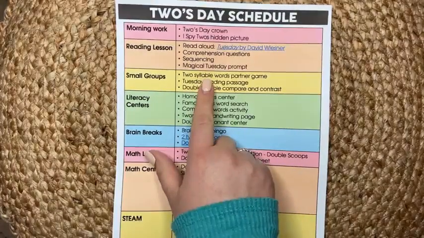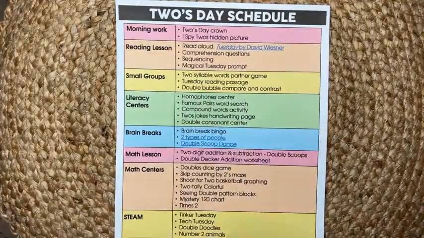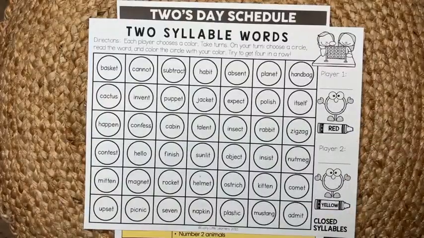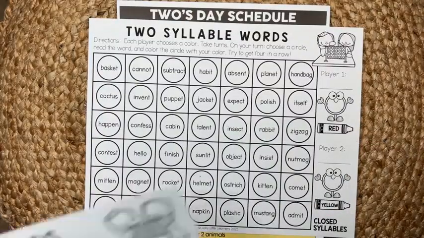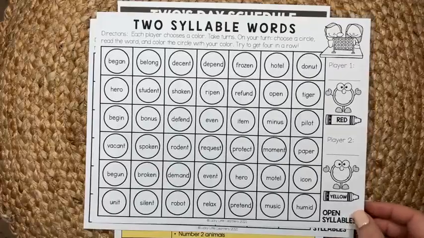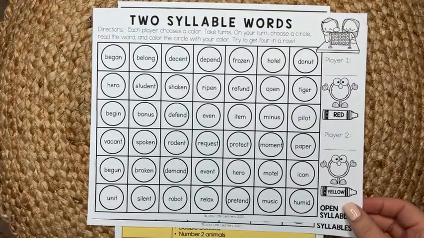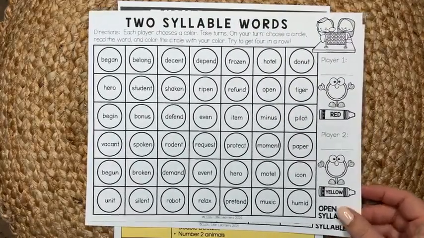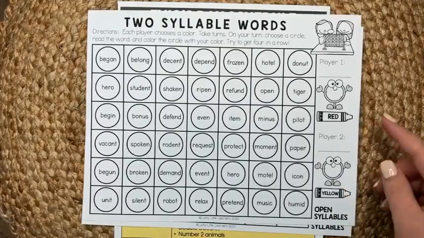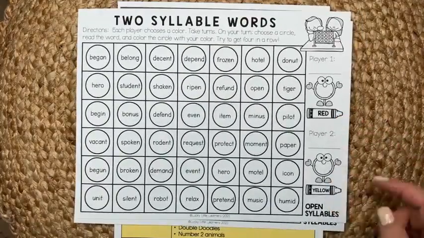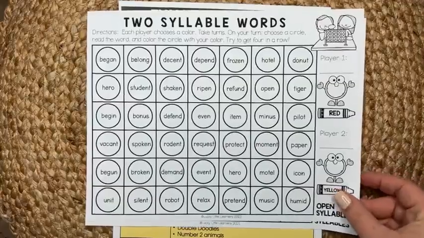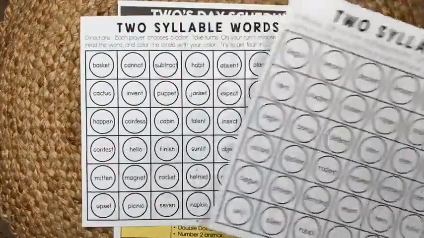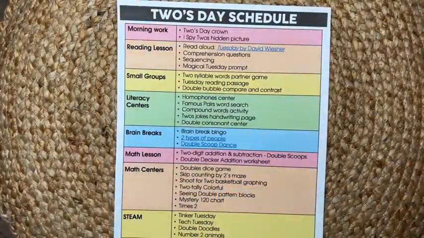One of the suggestions was a partner game with 2-syllable words, where each player can choose a color, and then they take turns. On their turn they choose a circle, read the word, and color the circle with their color, with the hope to get 4 in a row. You can see here, player 1 would be red, player 2 would be yellow, and we do include a couple of different options there. So that's a fun little small group activity that can be done for Tuesday, dealing with the number 2.